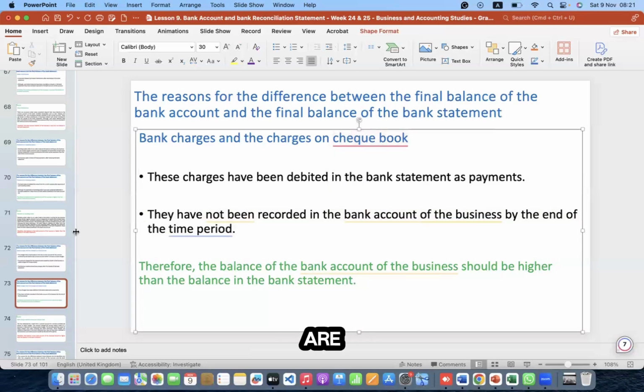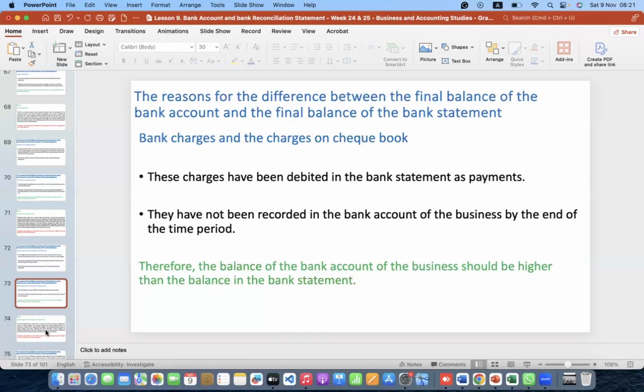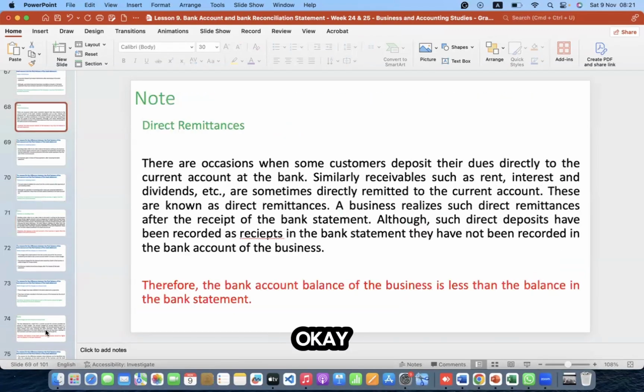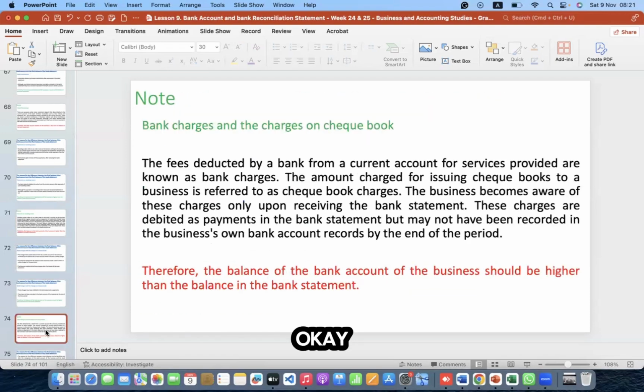So there are 2 homework. This homework I want you to do and send me. You have to write the note for the bank charges and charges on checkbook, this slide, and this other slide, payment on standing orders. All others we have written. These 2 you need to write. Write it and send me.